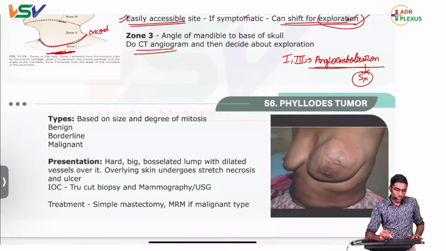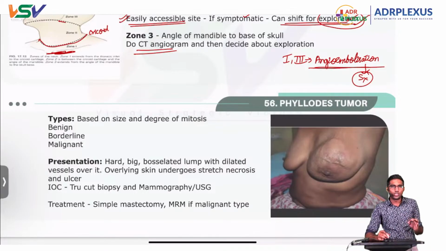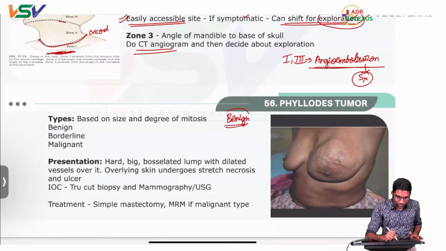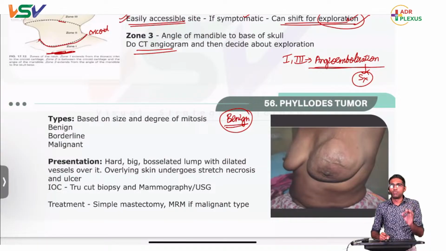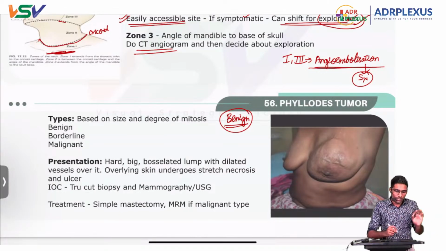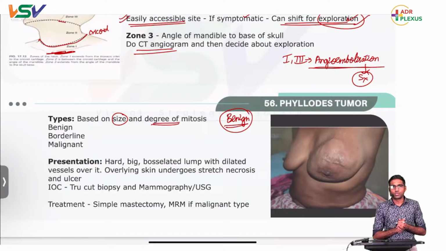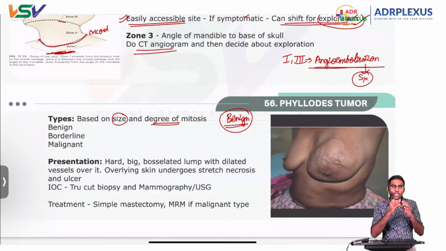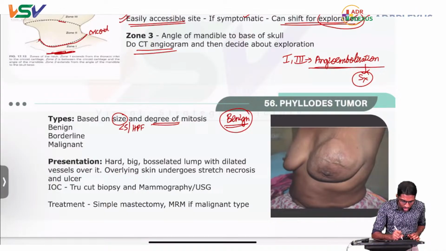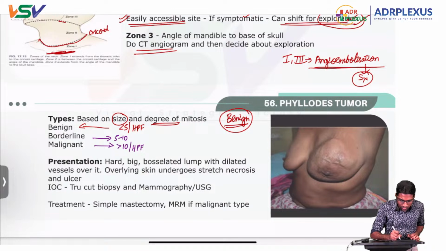Don't worry. So coming to the Phyllodes tumor. The Phyllodes tumor is mostly a benign condition. Okay, Phyllodes tumor is always benign, only based on the size and degree of mitosis. Mitosis can be assessed especially after you take a biopsy. When you take a small true cut biopsy, the degree of mitosis can be found out. If it is less than 5 per high power field, it is benign. Then 5 to 10 and more than 10 per high power field.